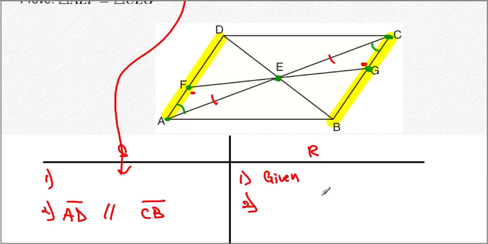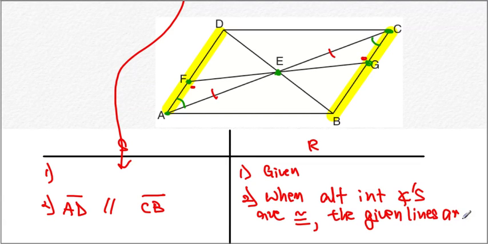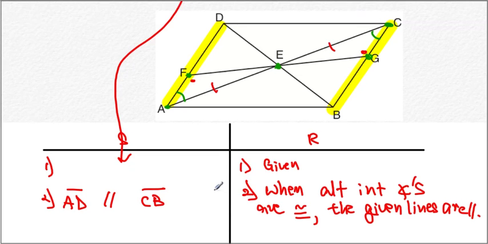Why? Because when alternate interior angles are congruent, the given lines are parallel. That's what we get to realize. Now, some of you might want to state that those two are alternate interior angles. That's perfectly fine before step number 2.